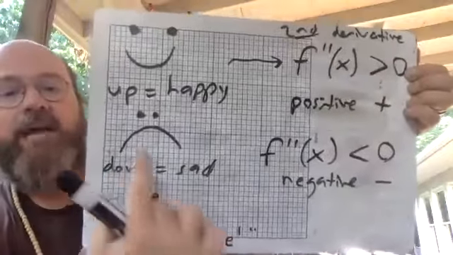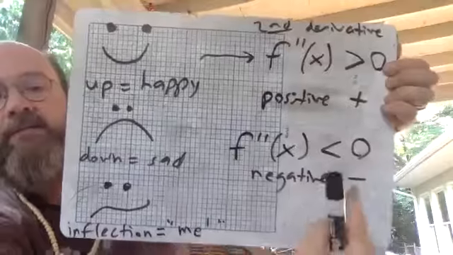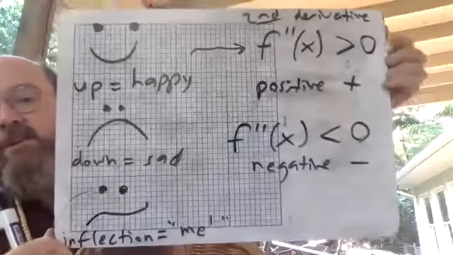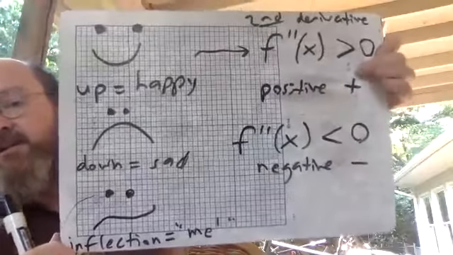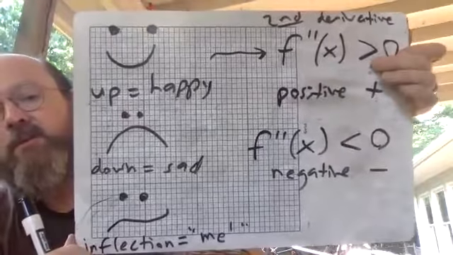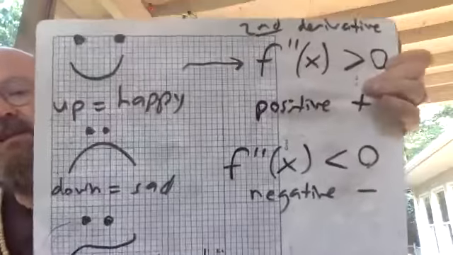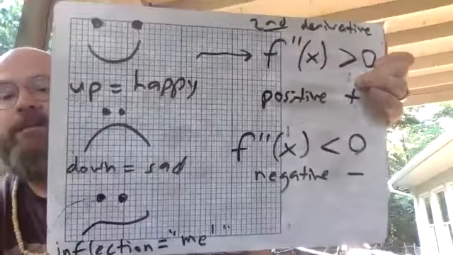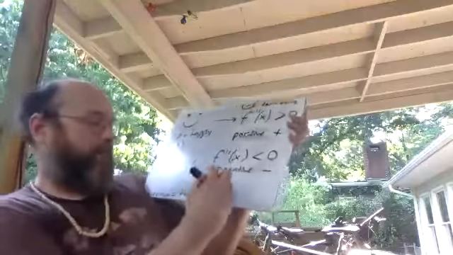Concave down is like sad. It's negative, minus. So if you see a plus sign in front of the derivative, either of the whole function or at a point, particularly at a point, or a minus sign, you know that it's concave up or down respectively.